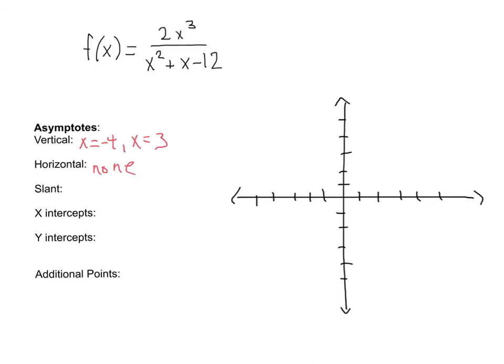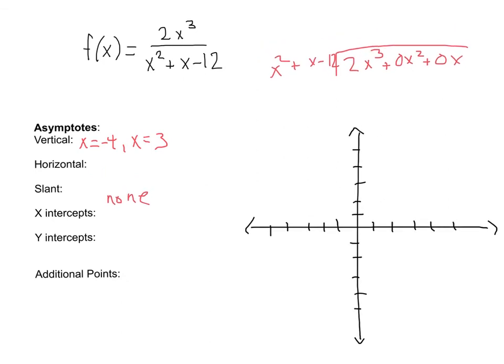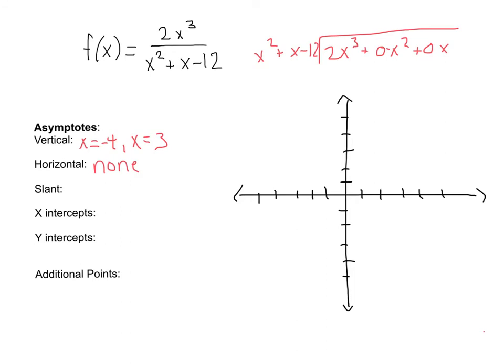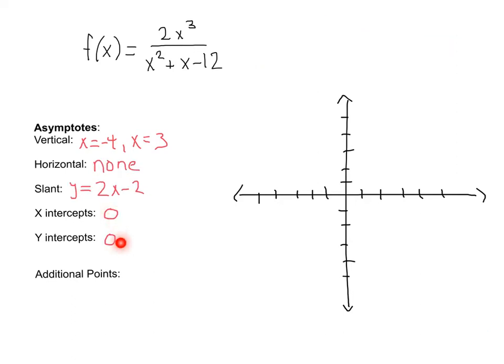Remember, to find the slant asymptote, we want to go ahead and do a long division problem. We'll have 2x cubed divided by x squared plus x minus 12. I'm going to go ahead and put in my missing terms just to fill in the space. Let's give ourselves some room here. If we solve this problem out, we're going to go ahead and get 2x minus 2 for our first term. So our slant asymptote is at y equals 2x minus 2. Our x and y intercepts are both going to be at 0.